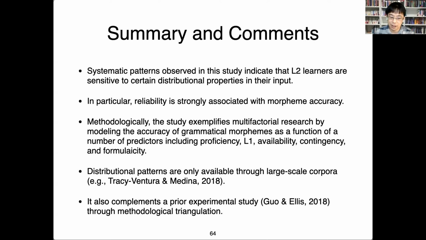Distributional patterns are only available through large-scale corpora too. So we looked at corpora to calculate availability, reliability, and formulaicity, and that is only possible by using large-scale corpora. The study also complements a prior experimental study through methodological triangulation.